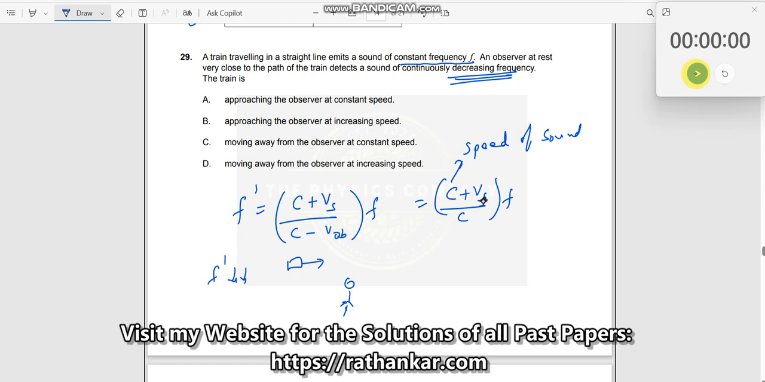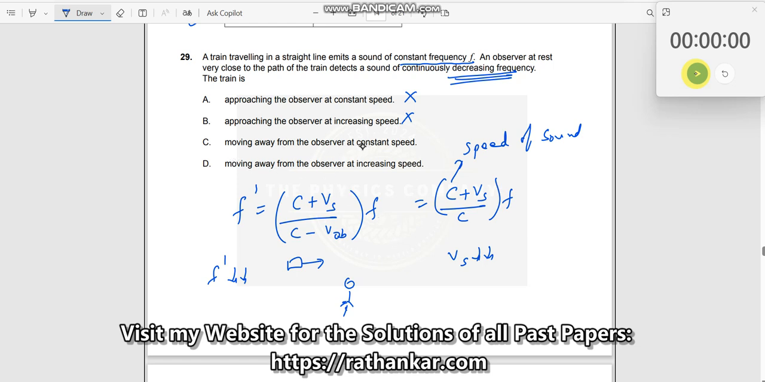Now what is Vs here? The Vs is nothing but the speed of source. So therefore Vs should decrease. Vs should decrease according to the problem. So train is approaching the observer at constant speed. No. Approaching the observer at increasing speed, which means what? Vs is increasing. No. That means the frequency would have increased.